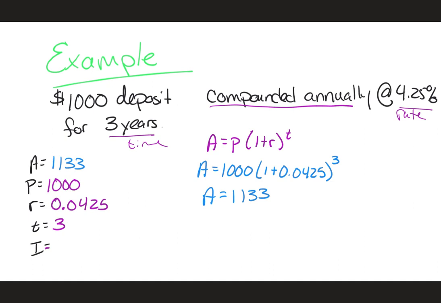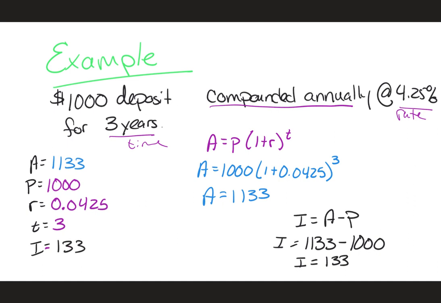Now, how can I find the interest for this? Well, that formula was interest equals account balance minus principal when it comes to compound interest. So take that information and put it in there. The account balance is 1,133 minus my original $1,000. That'll equal my interest. My interest equals $133. So down here, I can write $133.